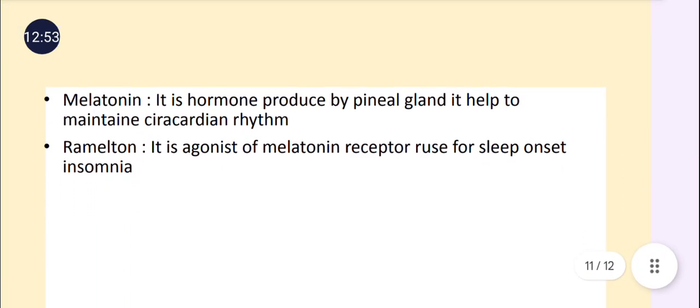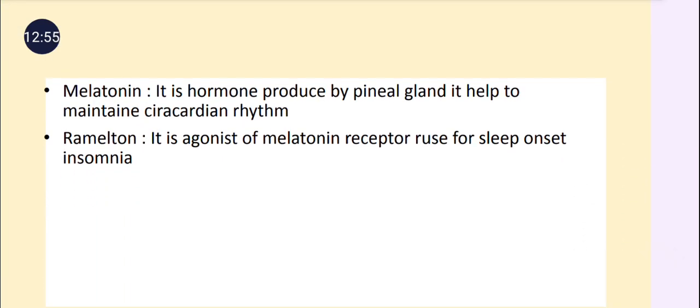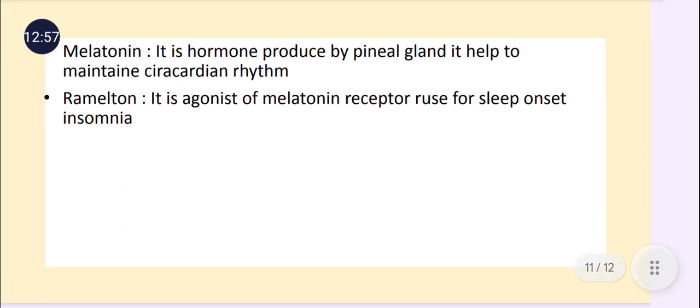Then next part is about melatonin. Melatonin is a hormone that is produced by the pineal gland, and it maintains the circadian rhythm. Circadian rhythm means a biological clock.